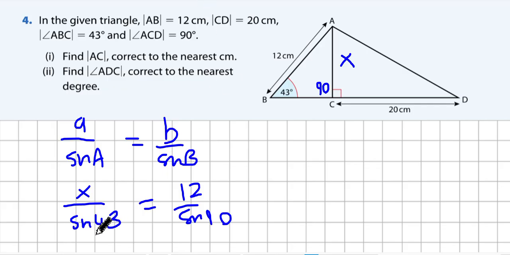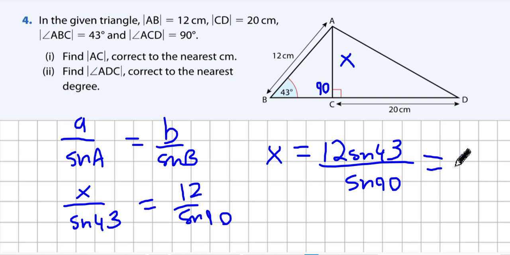We all grabbed the sine 43 and brought it up because it's division on the left, which means multiplication on the right. We put it all into the calculator and we got 8 points. And to the nearest centimeter, it's 8. 8 centimeters or 8.2. Okay.